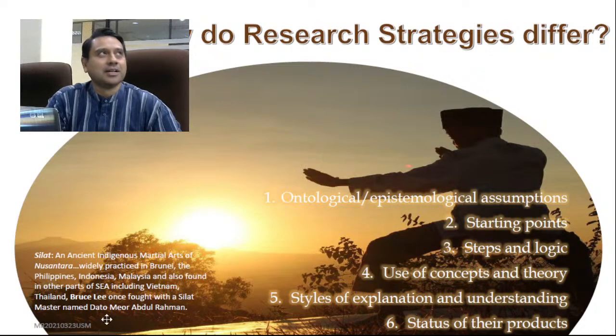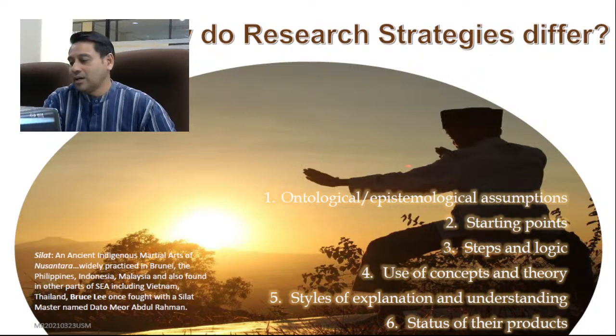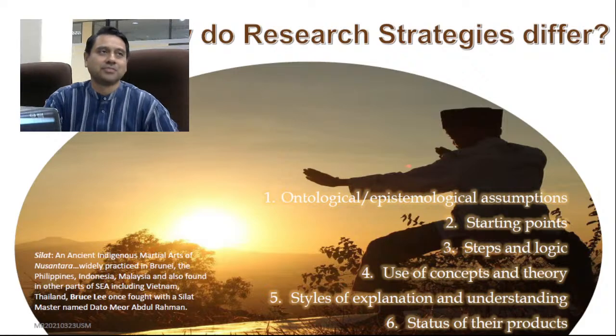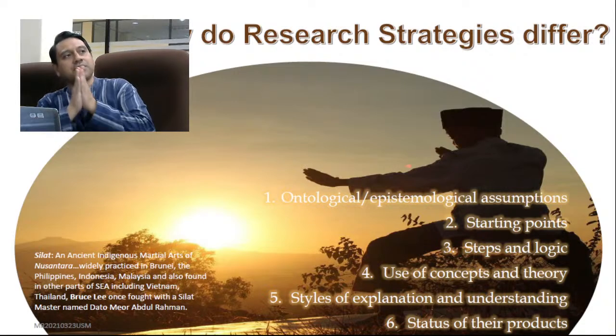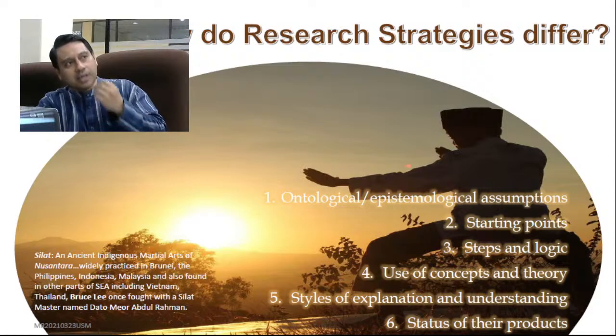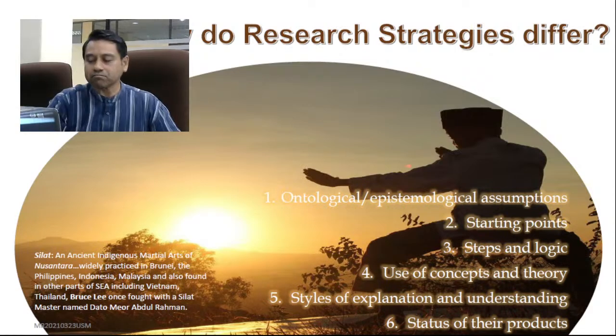The next, how do research strategies differ, right? So we'll be talking about a few research strategies, right? Maybe one, maybe two, maybe three, maybe four. But how do they differ? Well, they differ in 6 different ways. Number one, the ontological and epistemological assumptions are different.